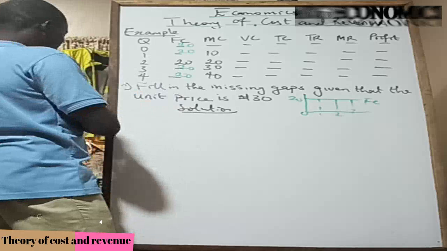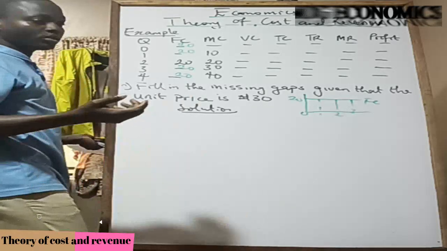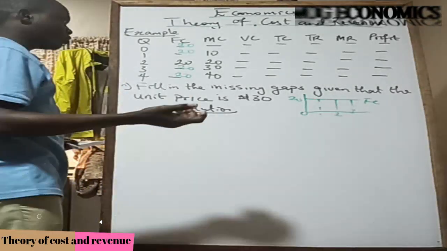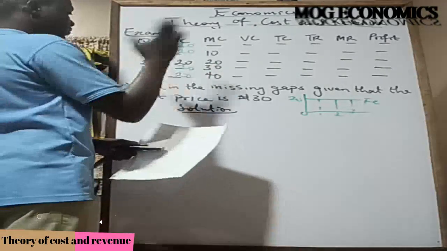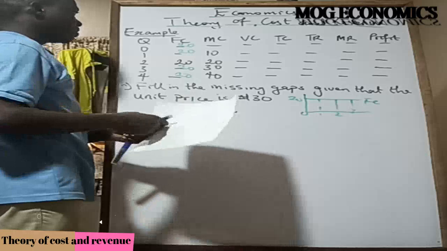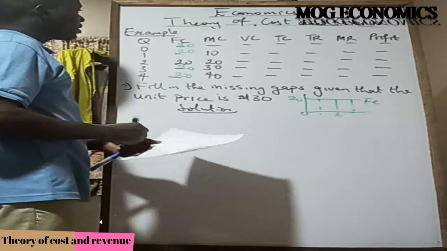No calculation. Since fixed cost is constant at all levels of output, therefore fixed cost is 20 naira. That's the answer to the fixed cost. So you're done, don't waste your time calculating anything. And so what else can we do?